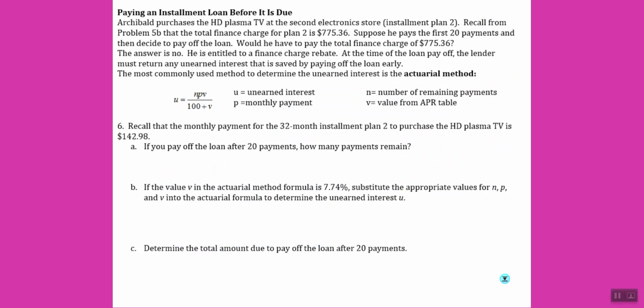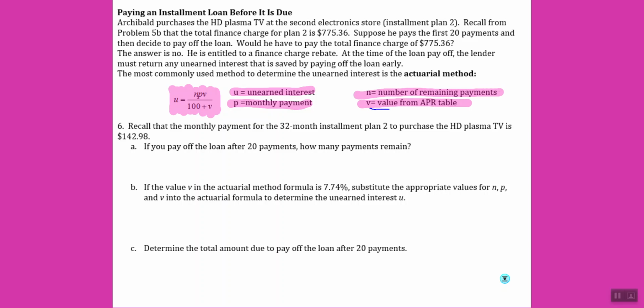He is entitled to a finance charge rebate. At the time of the loan payoff, the lender must return any unearned interest that is saved by paying off the loan early. The most common used method to determine unearned interest is the actuarial method, and the formula for that is right here. You don't need to memorize the formula, but you do need to know what each of these stand for, so you know how to plug them in.